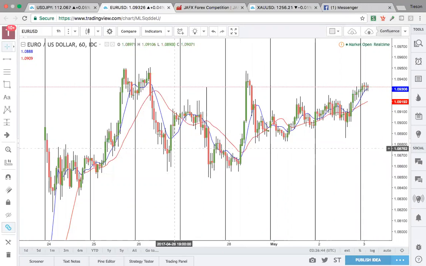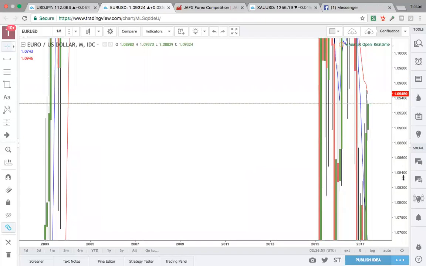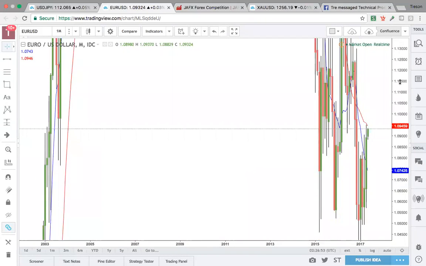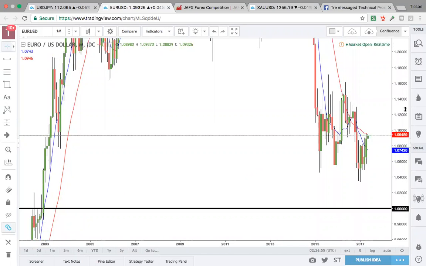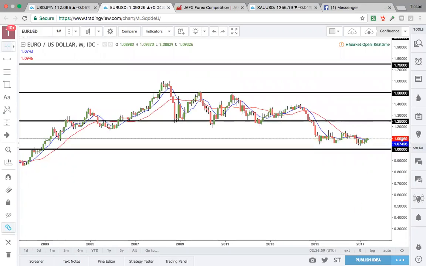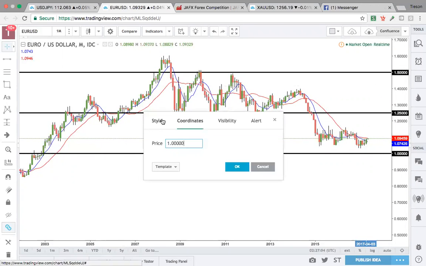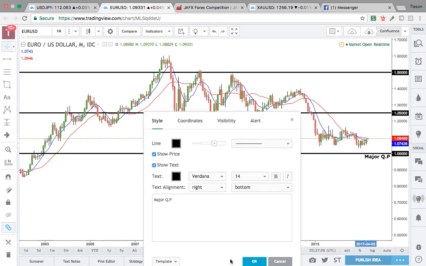So right now I just did my minor quarter points. You can't see them, but I promise you they're on there. All right, so you guys can see them now. Cool. Major quarter point.